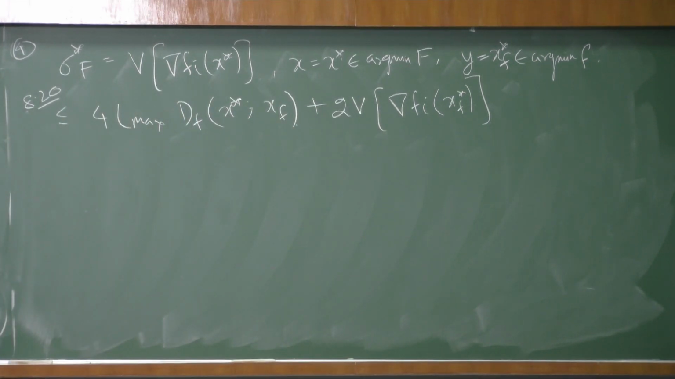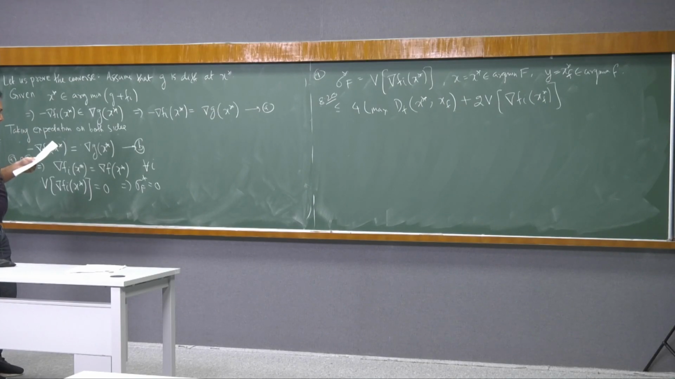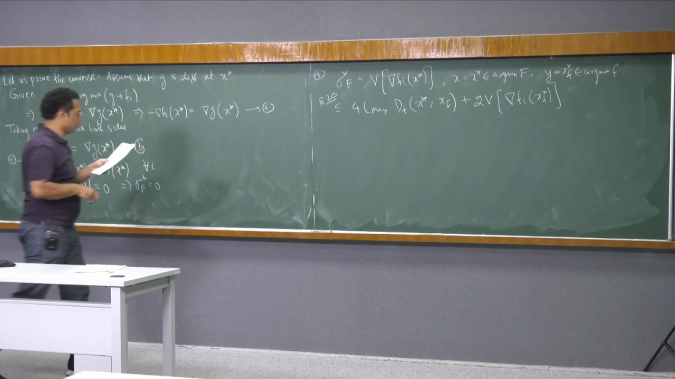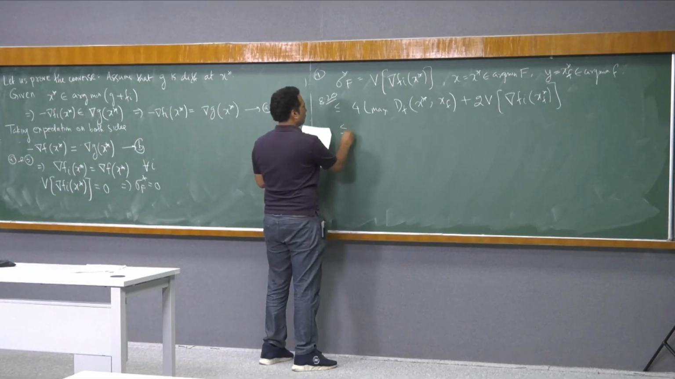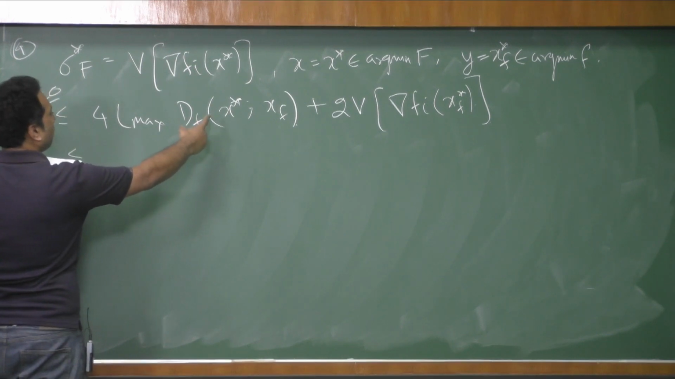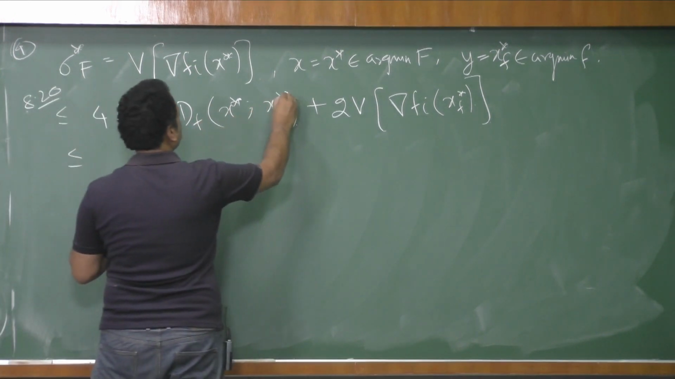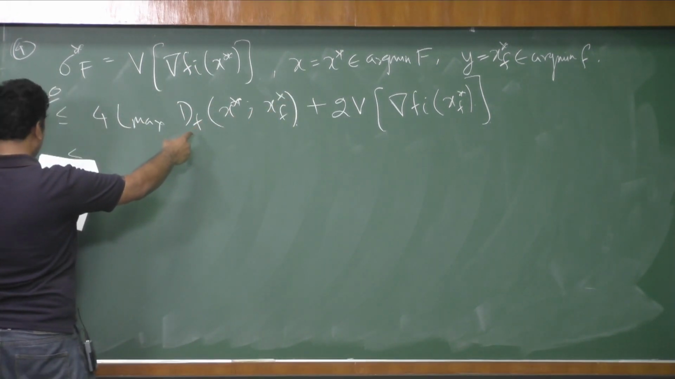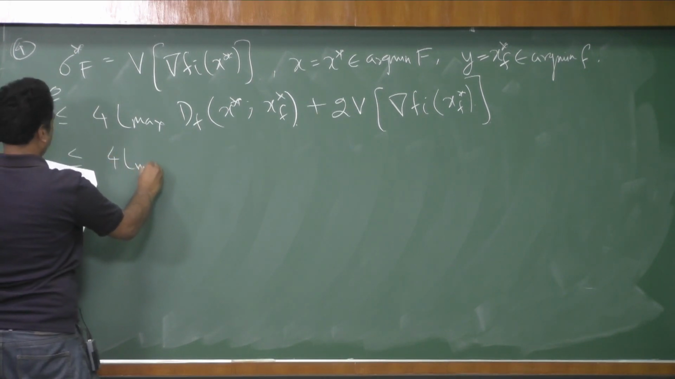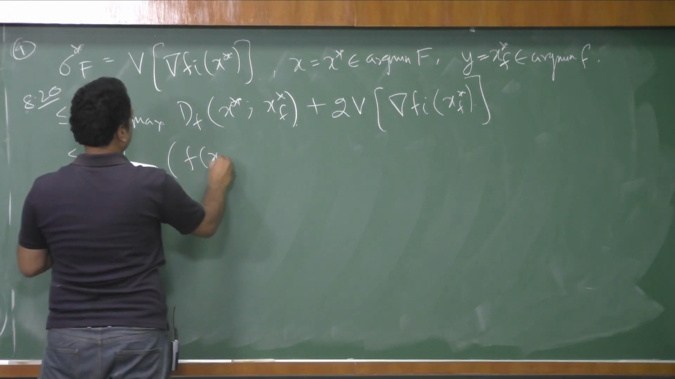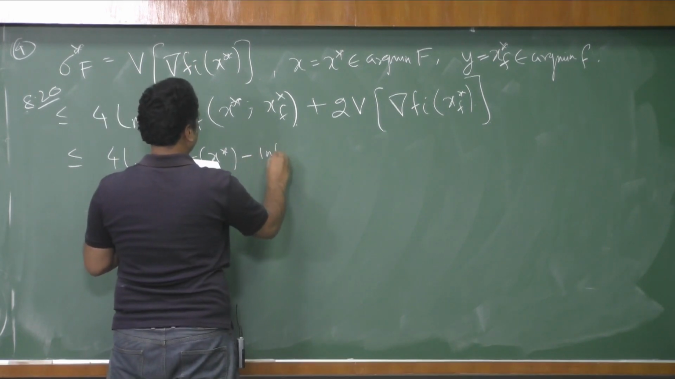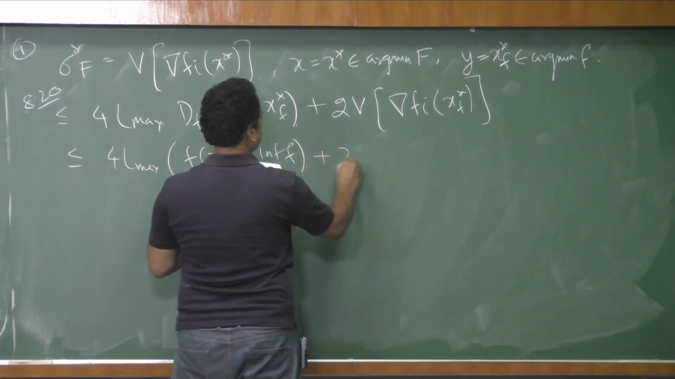So with these choices we have applied lemma 8.20, and the second term is basically sigma star f, and this guy will then be less than or equal to, because this is upper bounded by f(x*) minus infimum of f, right? So we have done that before. So this is L max of (f(x*) minus infimum of f) plus 2 sigma.